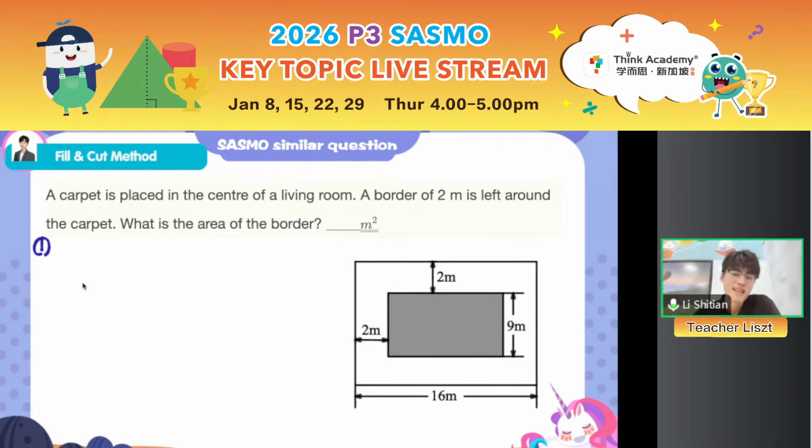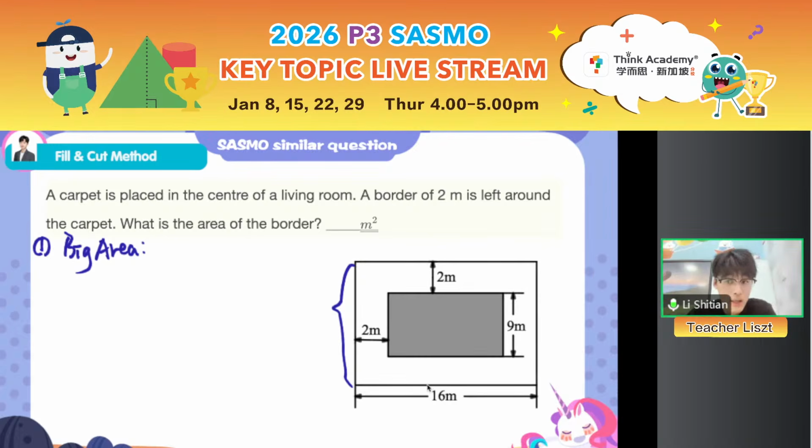What is the area of the big rectangle? So first, we know the length of it. It is 16, right? We know the length. What about the breadth? Has the question told us that? No, right? We only know for this one, it is 2 meters. For this one, it is 2 meters. What about this one?